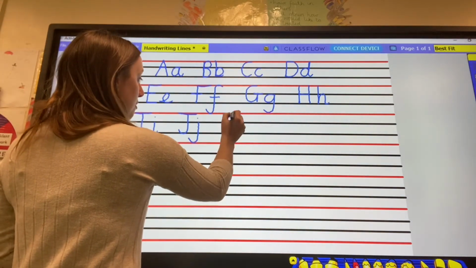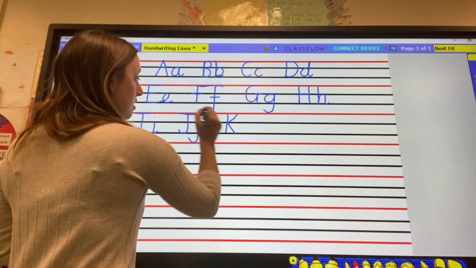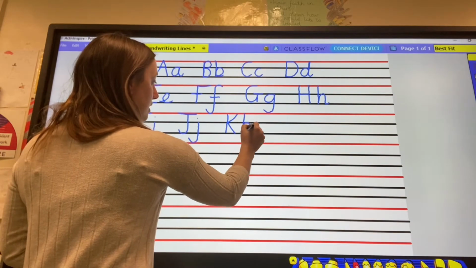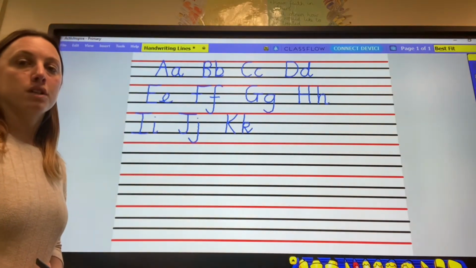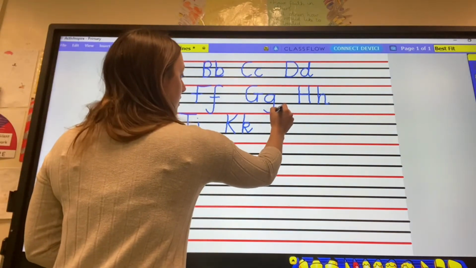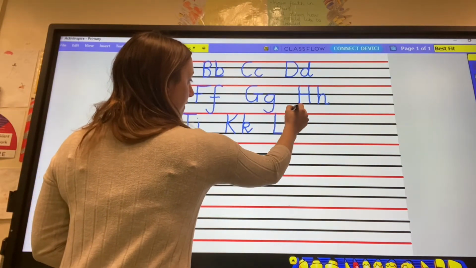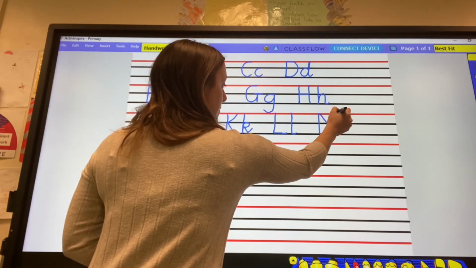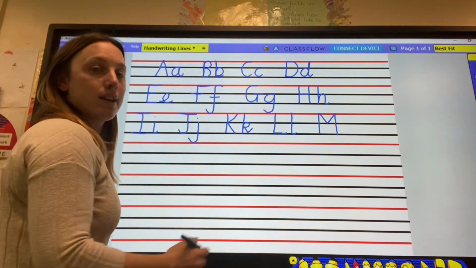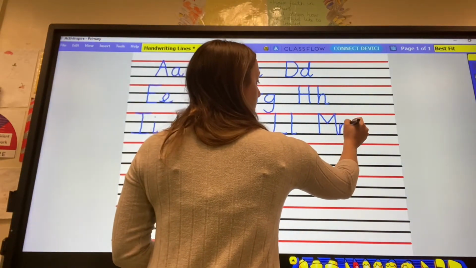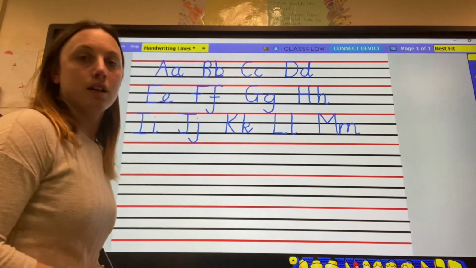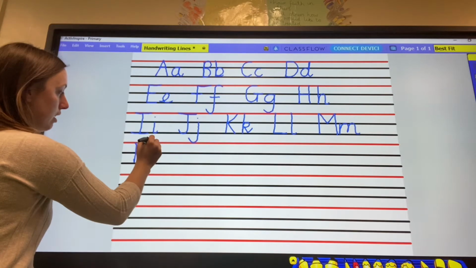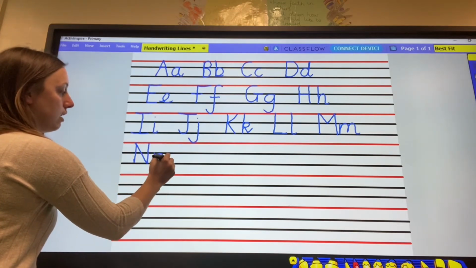K, capital K, will look like this, and within our handwriting we often show lowercase k. It still is a tall letter but forms slightly differently. L and M, important to make sure that our M, that's a capital, tends to have straight lines, whereas lowercase m is nice and curved.